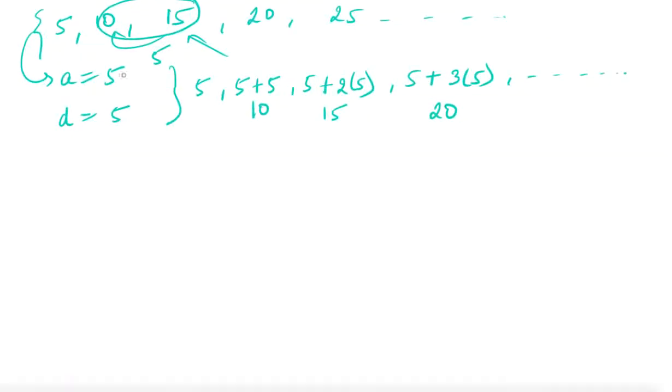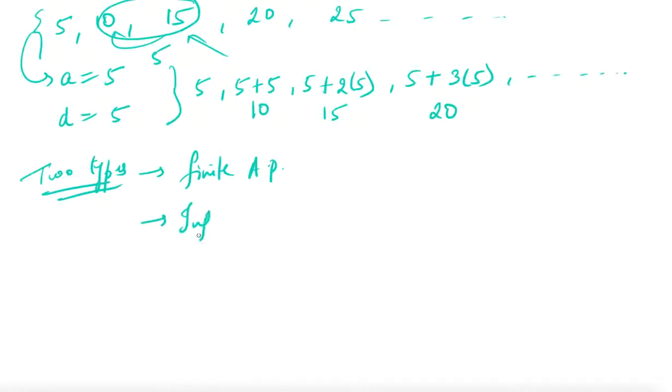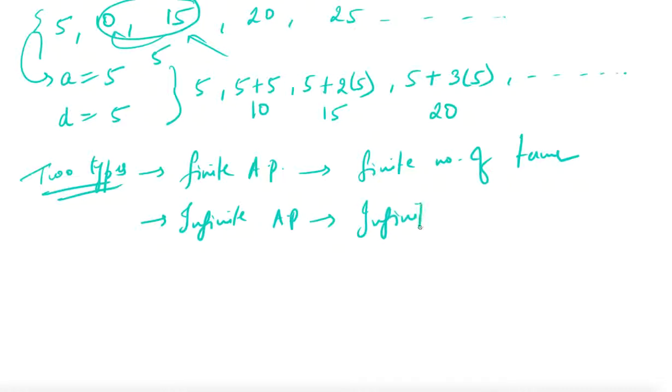Now you know that an arithmetic progression can be of two types. What can those two types be? One is finite AP, and the second is infinite AP. A finite AP will have a finite number of terms, and an infinite AP will have an infinite number of terms. That is the small difference.